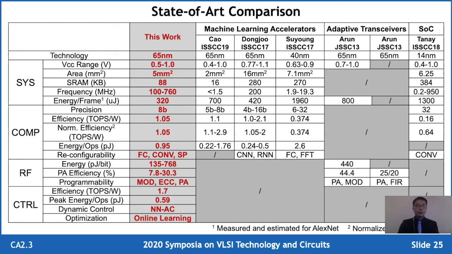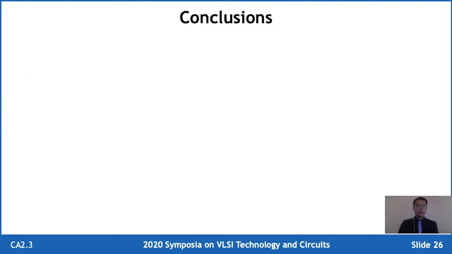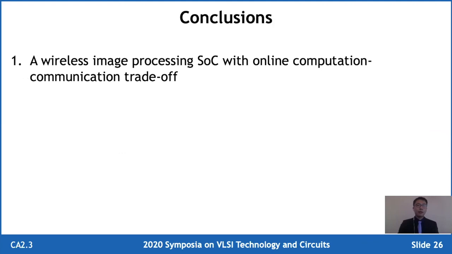This is a state of the art comparison with other work. The proposed system is one of the first prototypes to address the computation and communication trade-off with a full SoC solution. We have benchmarked our system against state-of-the-art designs and show a competitive figure of merit with respect to system, computation, transceiver, as well as controller. The design presents a vertically integrated SoC featuring the first real-time RL-based adaptation of computation, communication, and their trade-offs in energy-constrained systems. So to conclude, this is a wireless image processing SoC with online computation communication trade-off.